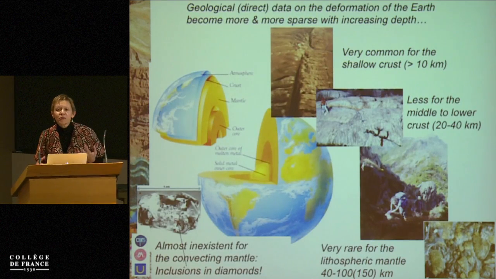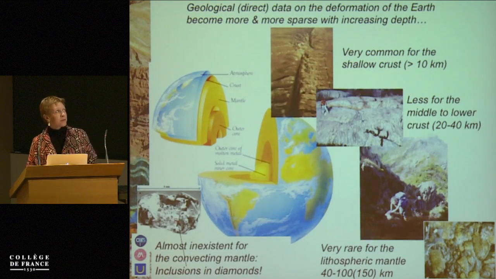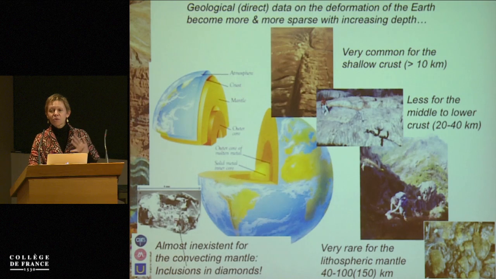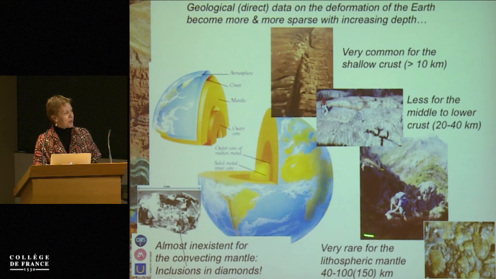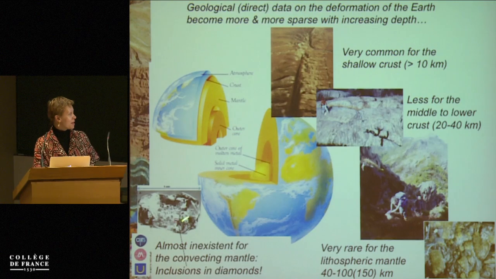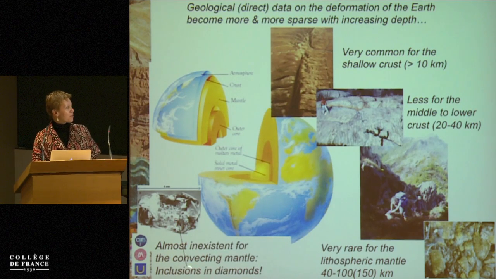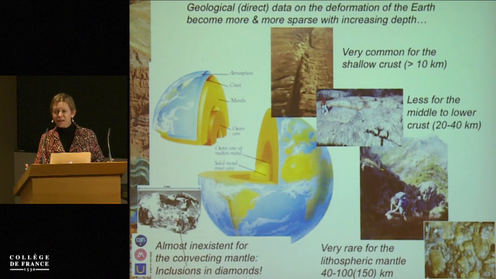So the main point of doing that for studying the mantle deformation is that we have lots of observations on how the rocks deform when we are close to the surface. They get less and less common as you go deep. Even in the middle to lower crust, you don't have that many outcrops. If you go to the lithospheric mantle, we have a few outcrops still at the surface. When you go to the convective mantle, we have nothing already.